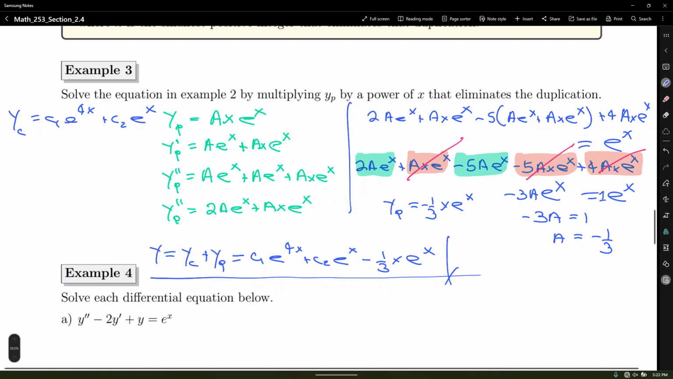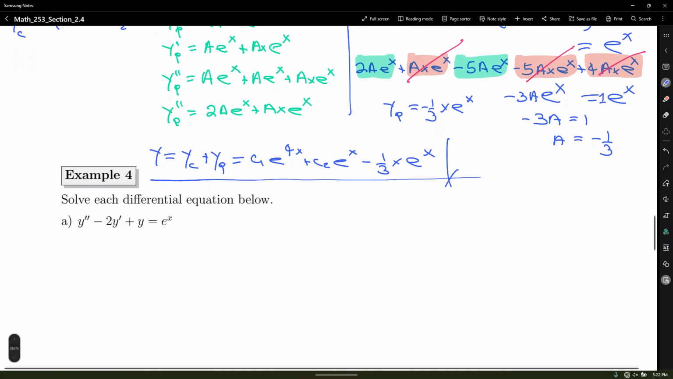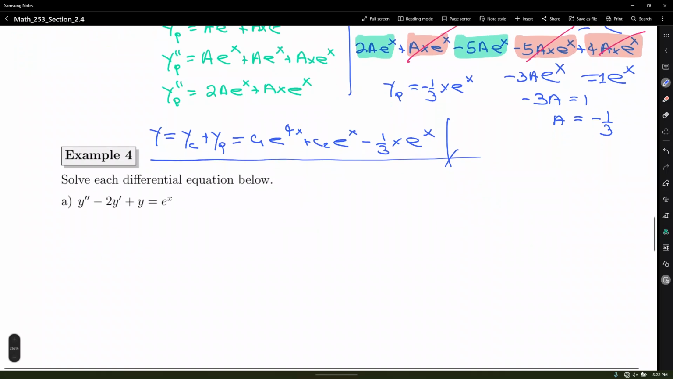Okay, let's see about it. Solve each differential equation below. Now we're going to look at a couple of exercises where we will have to use multiplication by x to some power, because whatever we have on the right-hand side, the non-homogeneous part of the equation, is a duplicate of what we got from the solution to the homogeneous differential equation. So let's solve this equation.